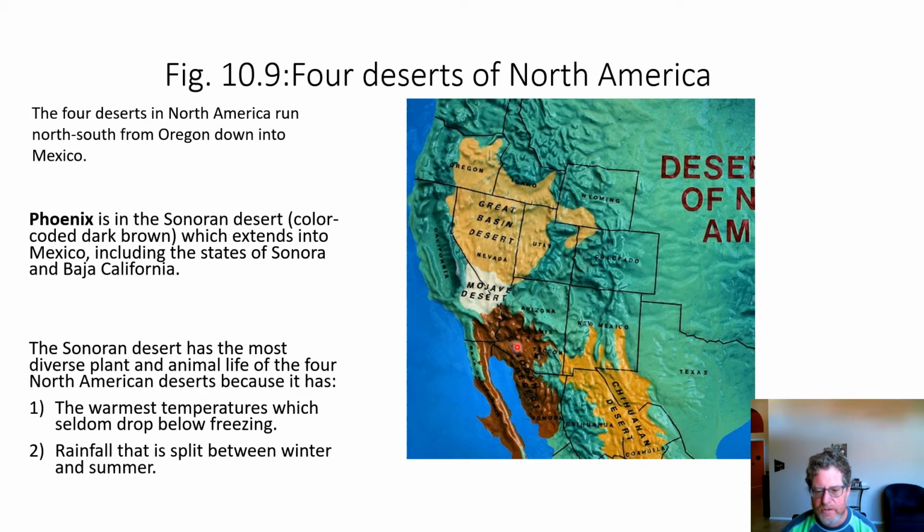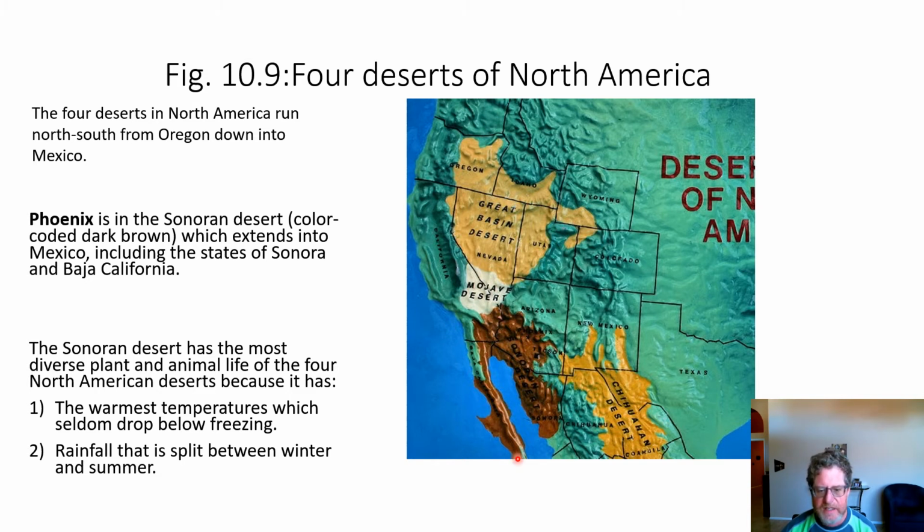The Sonoran Desert is Phoenix and Tucson. It goes into the state of Sonora in Mexico and Rocky Point, and it goes into the Baja of California of Mexico. So deserts don't care whether you're in Mexico or the United States, they'll go right across.